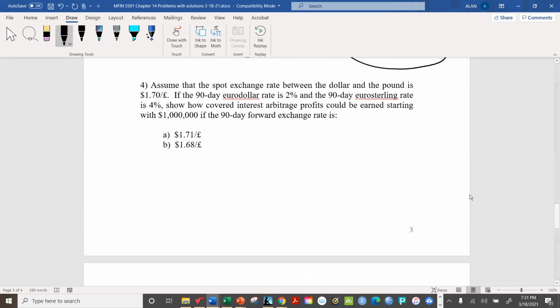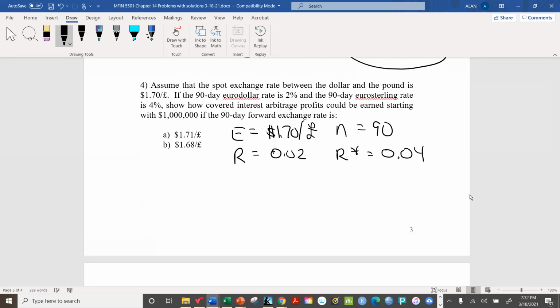So we have $1.70 per pound. And then 90 days for N. Eurodollar rate is 2%. And the euro sterling is 4. All right, well, we're going to plug in all the numbers and see what it should be before we decide what to do in each of these two scenarios.